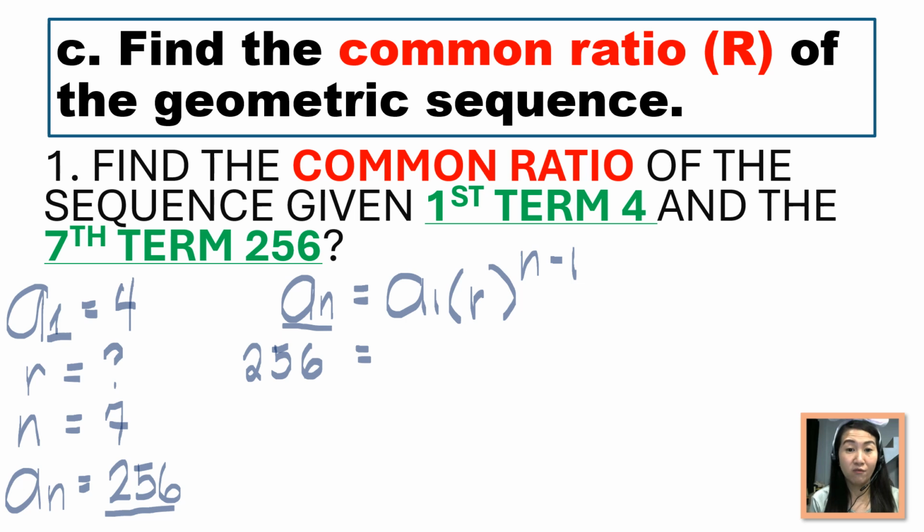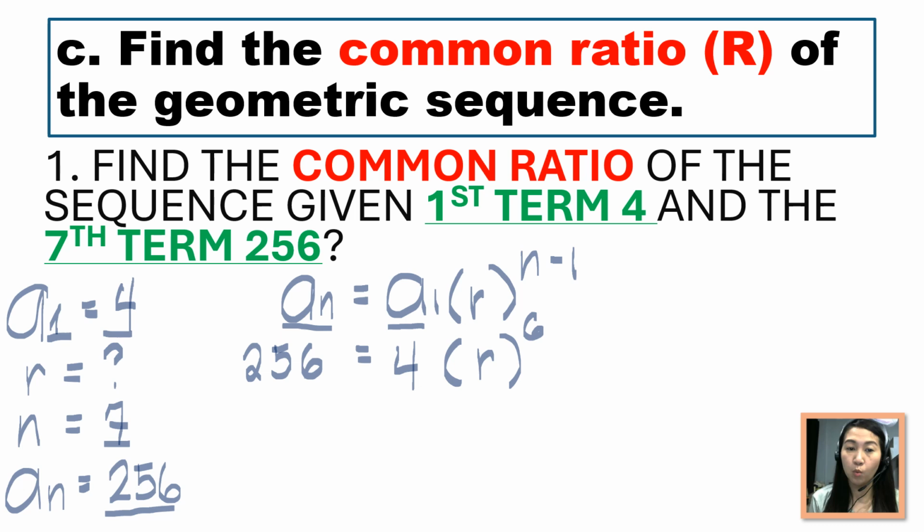And what is the value of our first term? Our first term is 4. And r is our unknown. And what is the value of our n? Our n here is 7. So 7 minus 1, that would be 6. We're done with step number 2, substituting our given to the formula.